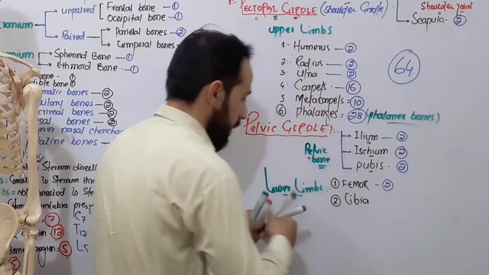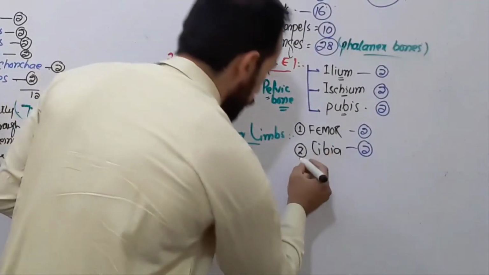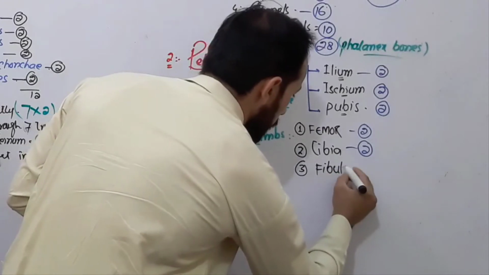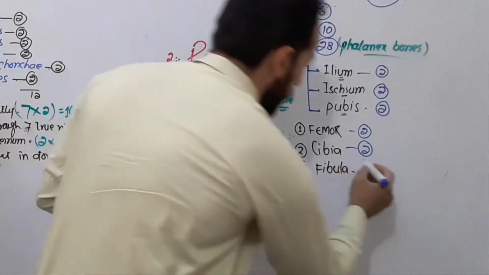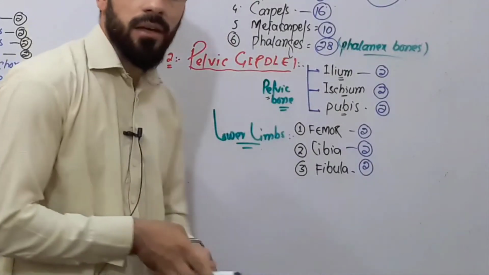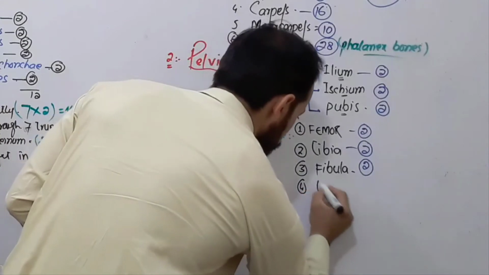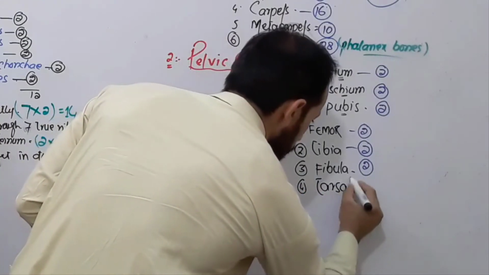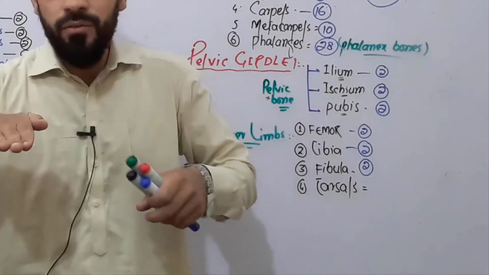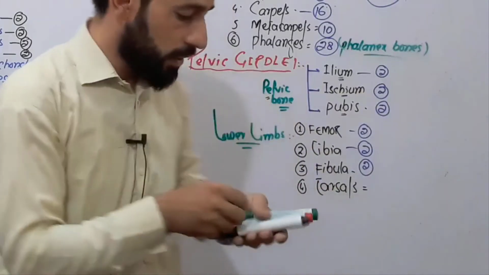How many tibia do you have? You have two tibia. I will show you all these bones. Then there is fibula, right? How many fibula do you have? You have two fibula, right? And then there are the tarsals, right? So how many tarsals do you have? You have 7 in the right foot and 7 on the left foot, so total 14 tarsals.